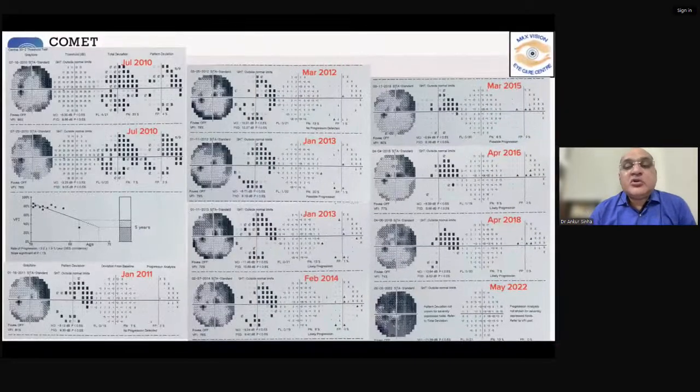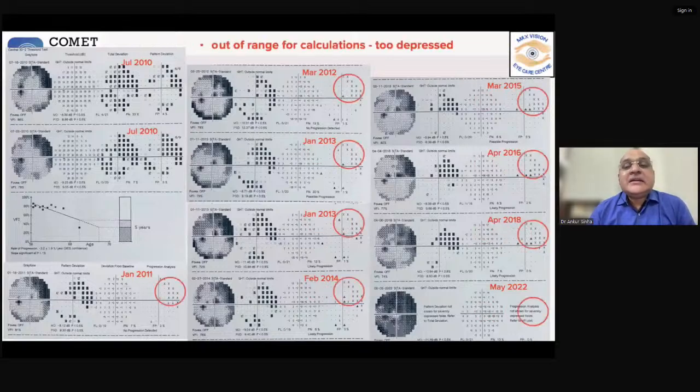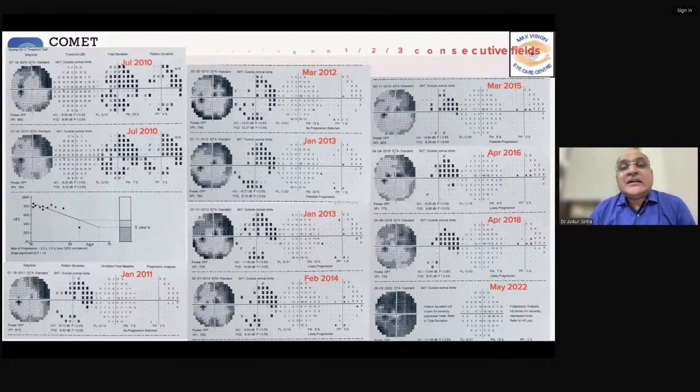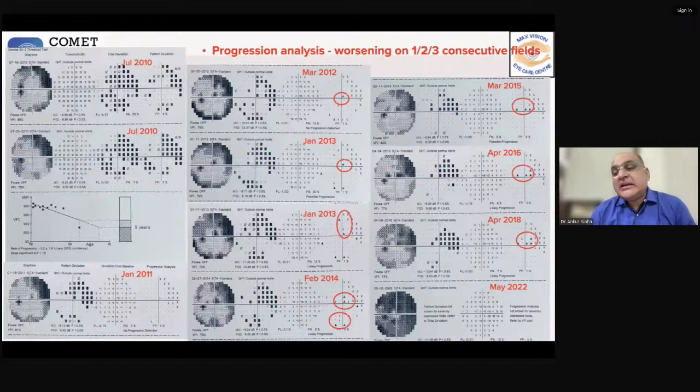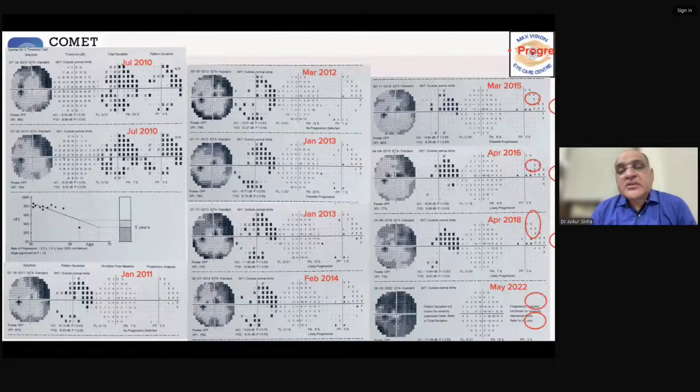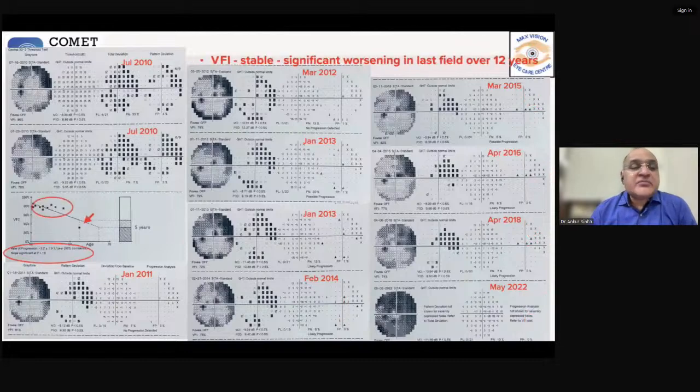Now, this is another visual field over a period of 12 years. What we see here is a lot of points which are marked with a cross. These points are outside the range of calculation and are not available for further assessment of progression. Then there are certain points labeled as hollow, half-filled or full black circles, and these are the points which are found to be progressing on 1, 2, and 3 consecutive visual fields. So what we see here is the patient has more or less been stable from 2010 to 2018.